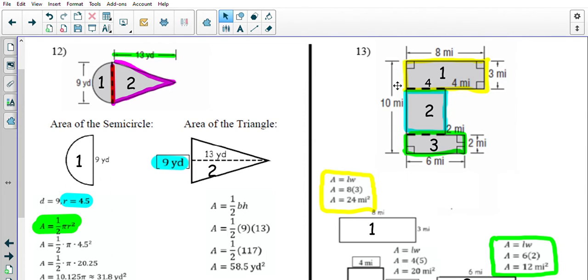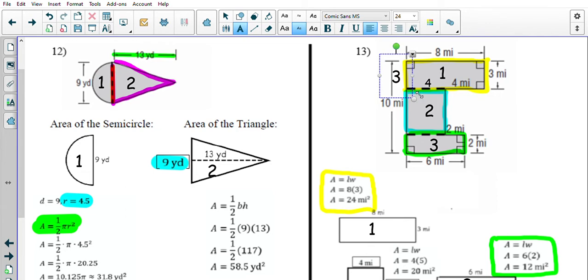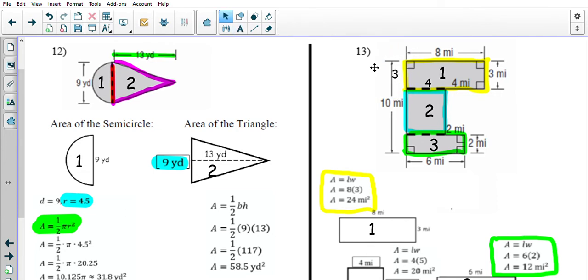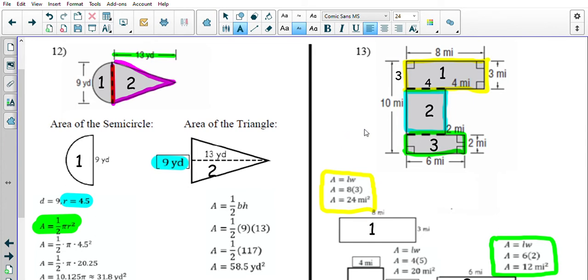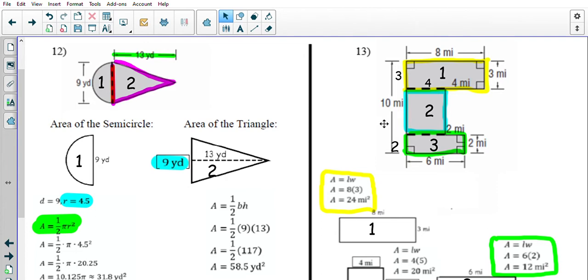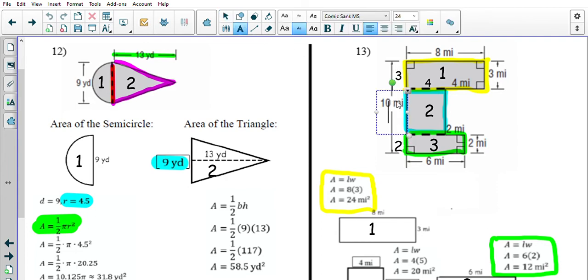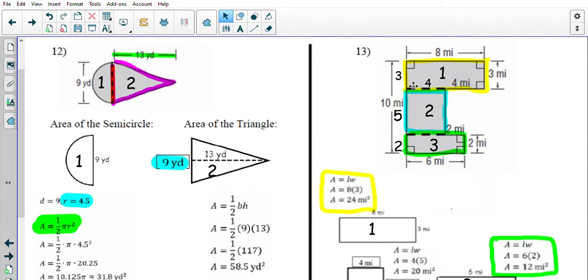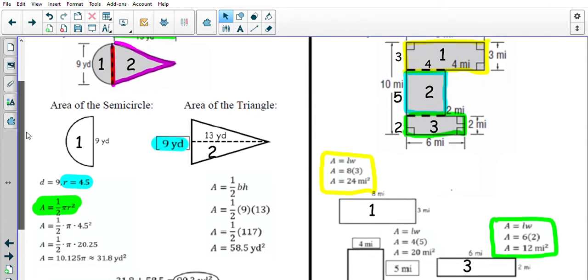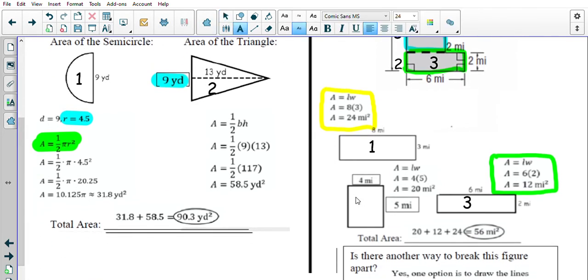Now I know this entire distance right here is 10. I know this part right here is 3. I know that this part down here is 2. So I have 3 plus 2 for this part, which means this middle part, the blue highlighted part, has to be 5. So I know that the dimensions of region 2 are 5 by 4. So you can see this in the picture down below. Here's region 2. It's 5 by 4.